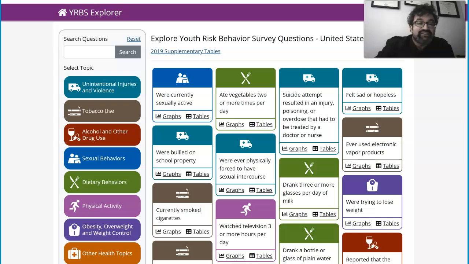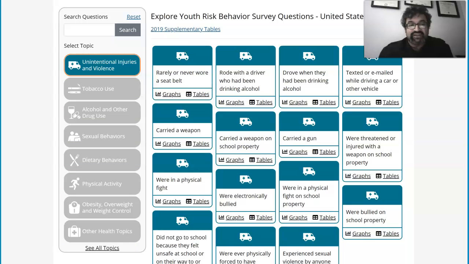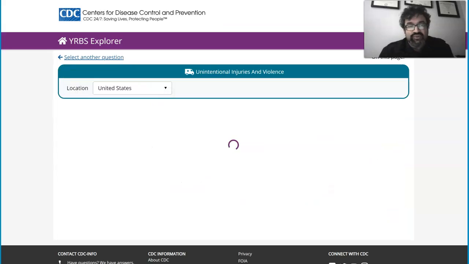So for instance, unintentional injuries and violence. This part: rarely or never wore a seatbelt. That's one. Rode with a driver who had been drinking alcohol, drove when they had been drinking alcohol, or texted or emailed while driving a car or other vehicle. So these are all sources and reasons for unintentional injuries, and you can quickly create a graph which will show you the unintentional injury and violence rates. And I might have spoken too soon, as this is not proving to be very quick.